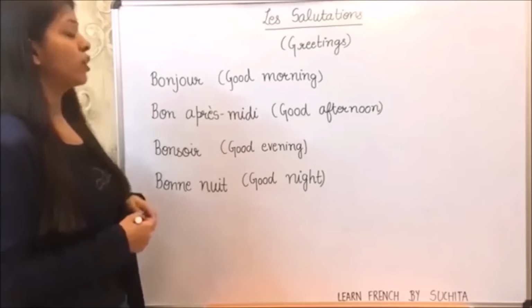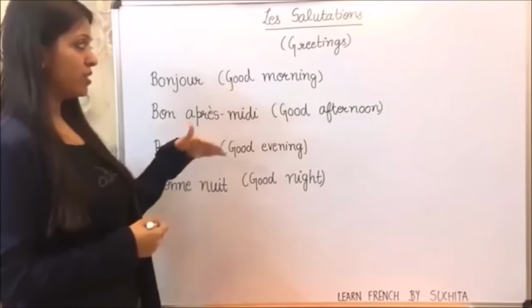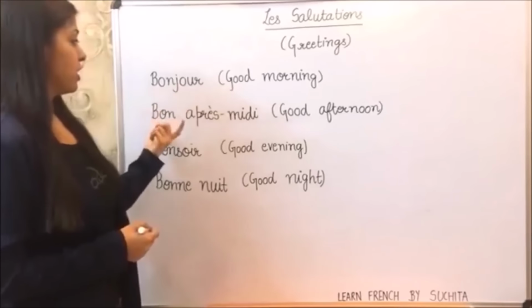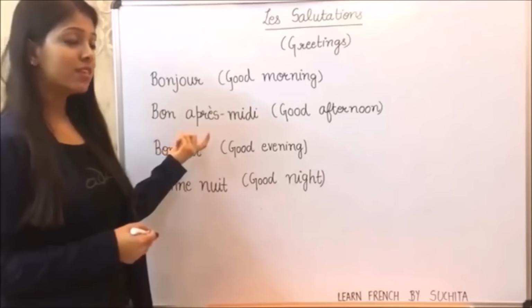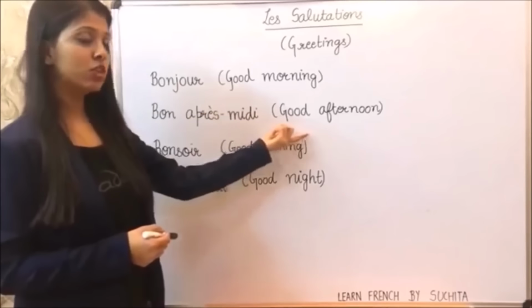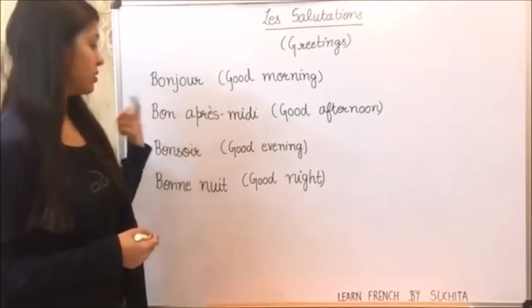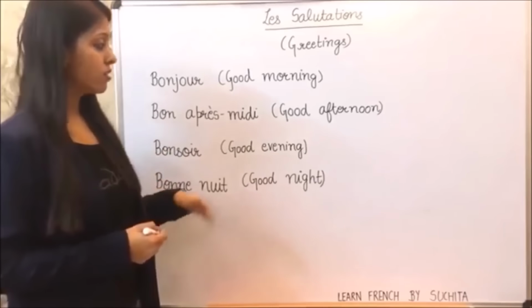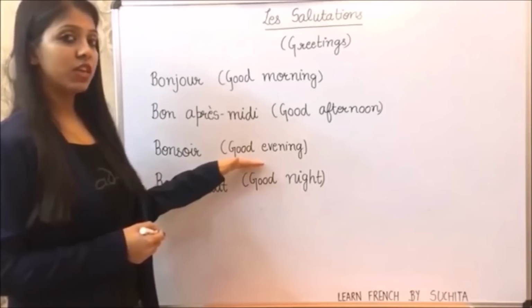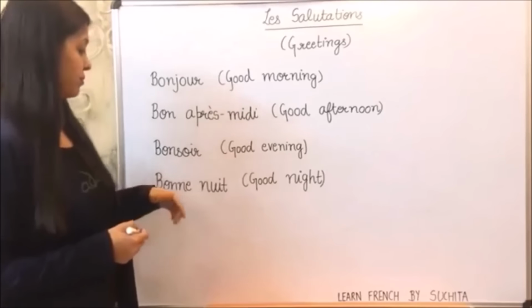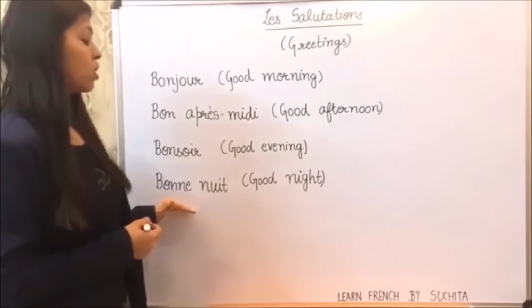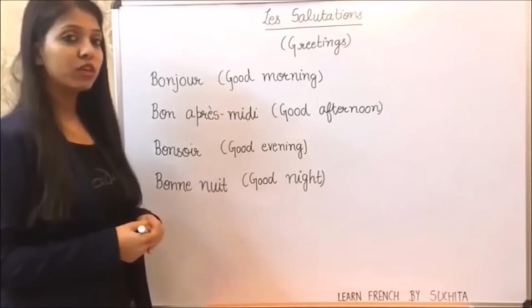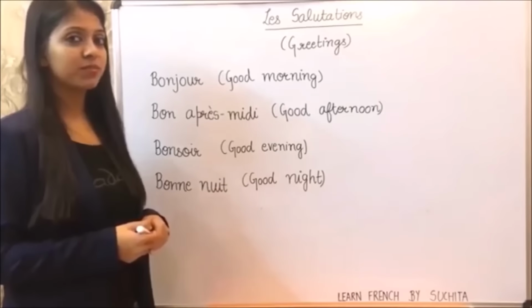Now we'll learn how to greet somebody at different times of the day. So first of all, we'll learn bonjour, which means good morning. The next one is bon après-midi, which means good afternoon. The third one is bonsoir, which means good evening. And the last one is bonne nuit, which means good night.